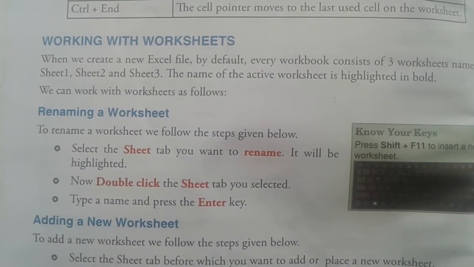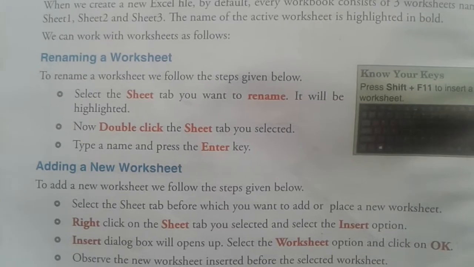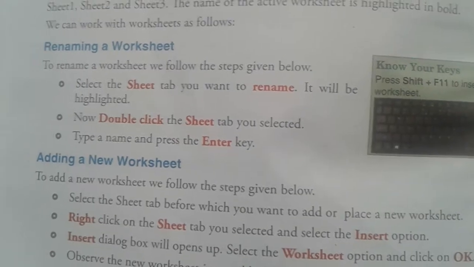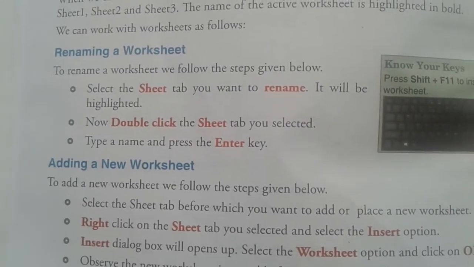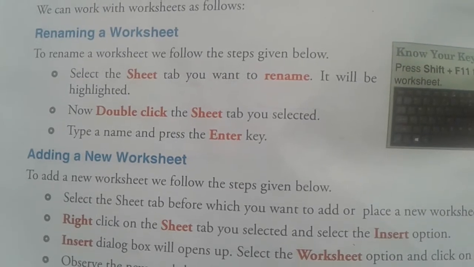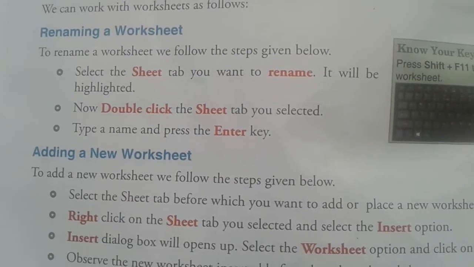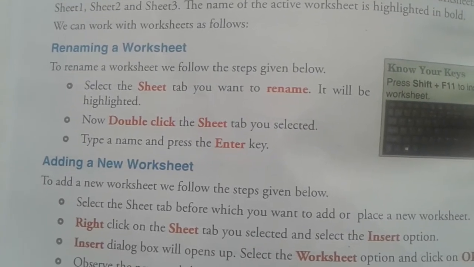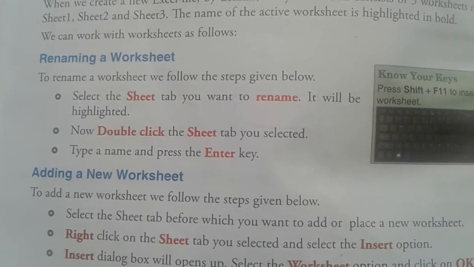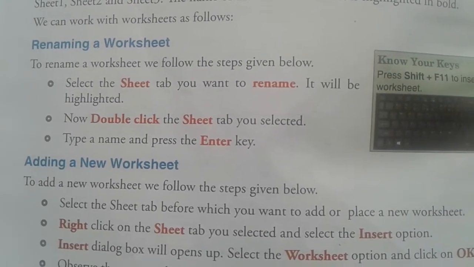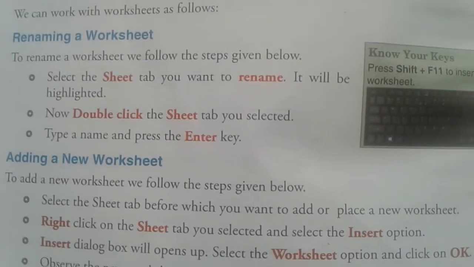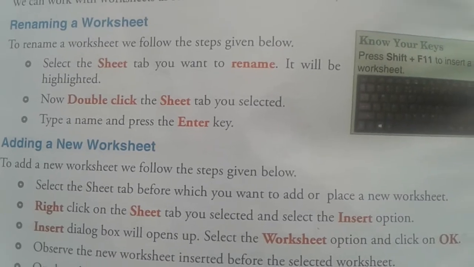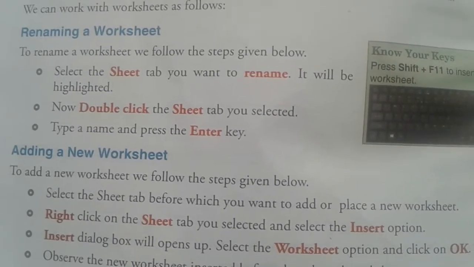We can work with worksheets as follows. Day before yesterday I already told you how you can change the name of the worksheets. So again I'm going to describe the same thing written in the book. Rename a worksheet. How can you do that? Select the sheet tab you want to rename. It will be highlighted. Now double click on the sheet tab you selected. Type the name and press the enter key. After typing the name of a sheet, press enter and the new name is automatically set.